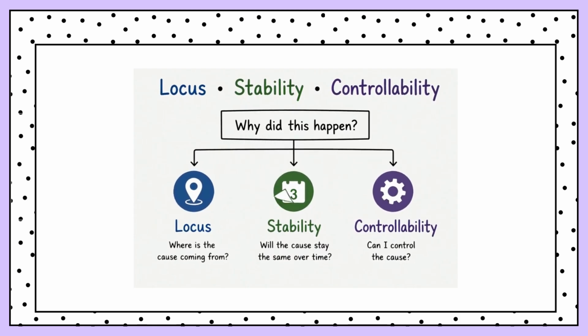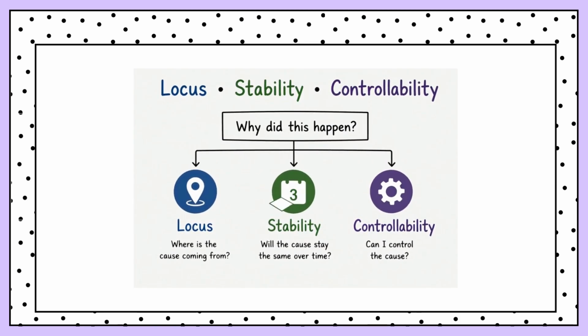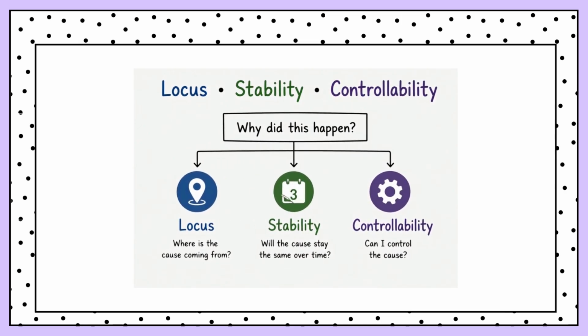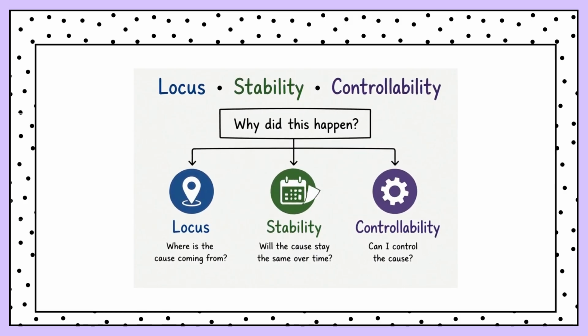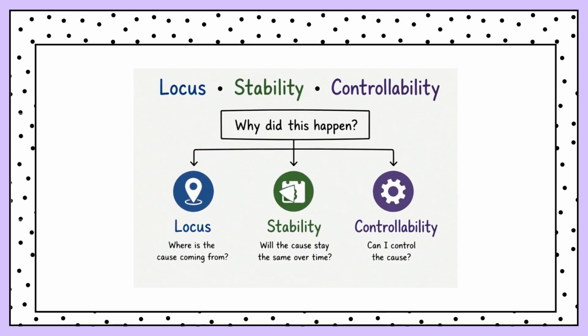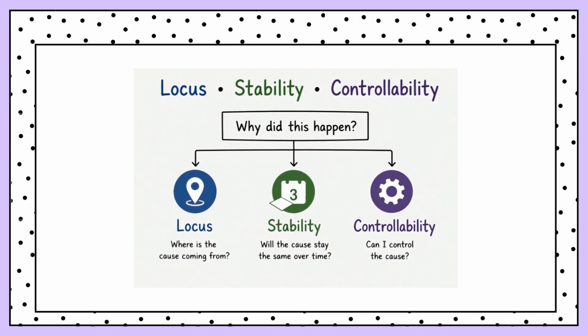If they believe, "I'm just not good at this," they're likely to expect the same result next time. But if they think, "I didn't prepare enough," they recognize that the outcome can change. Finally, there's controllability. Students ask whether the cause is something they can influence. Effort, practice, and study habits are things they can control, while unexpected illness or bad luck are not.